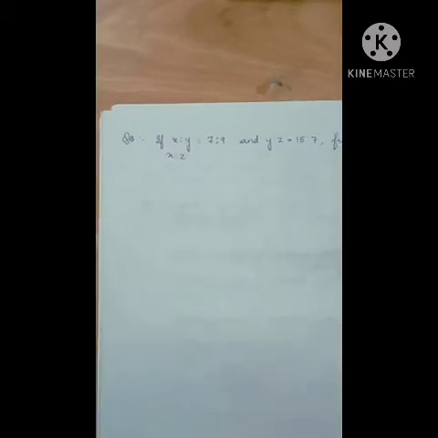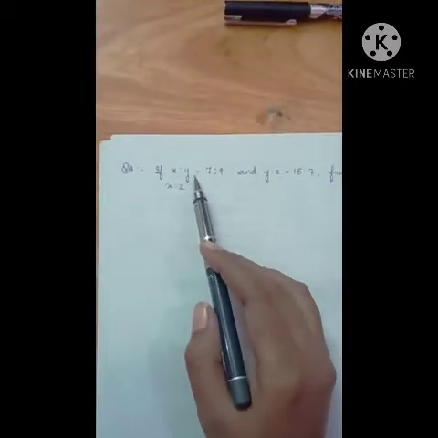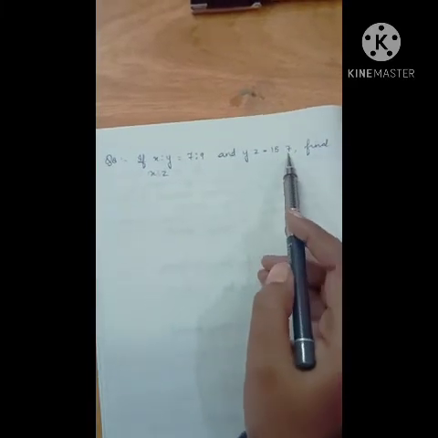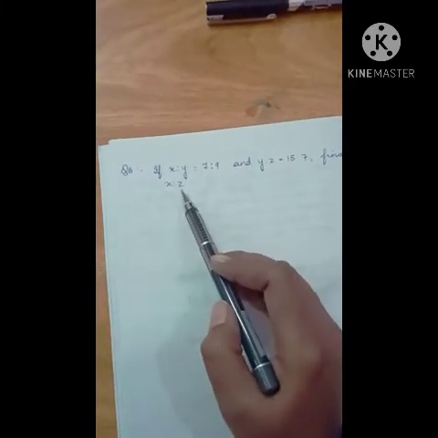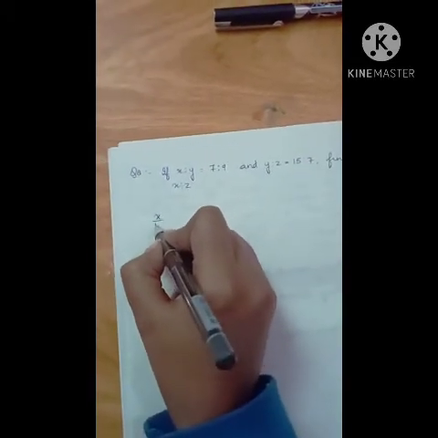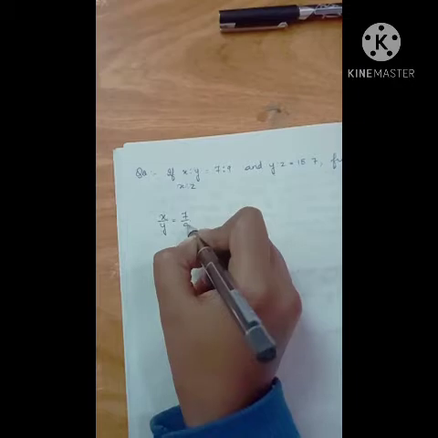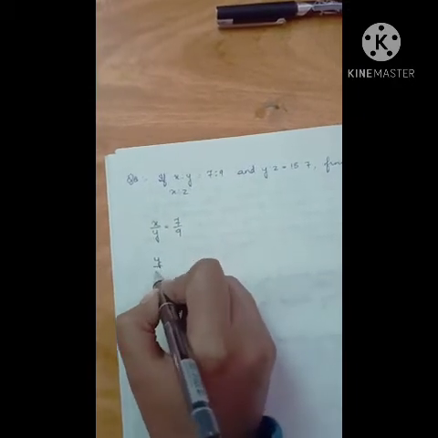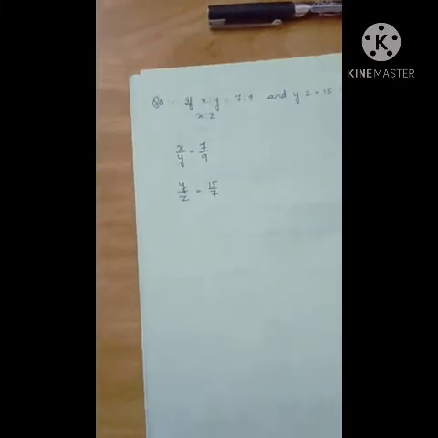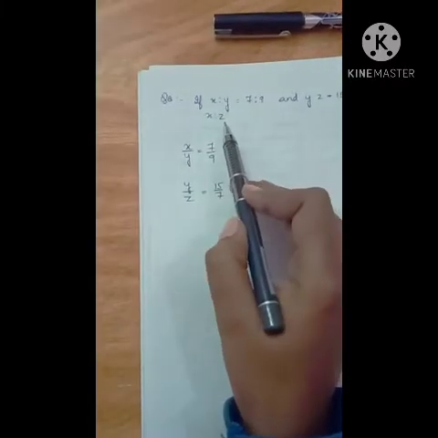Question number 8. If x is to y is equals to 7 is to 9 and y is to z is equals to 15 is to 7, find x is to z. Now see what is given. X by y is equals to 7 by 9. This is given. Y by z is equals to 15 by 7. This is given. And we have to find out the ratio between x and z.